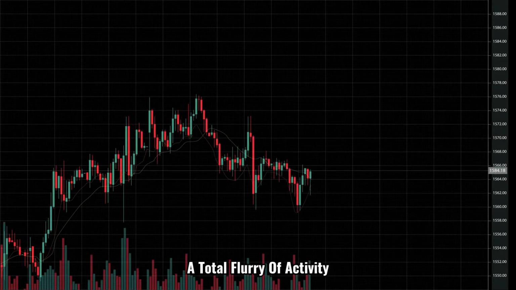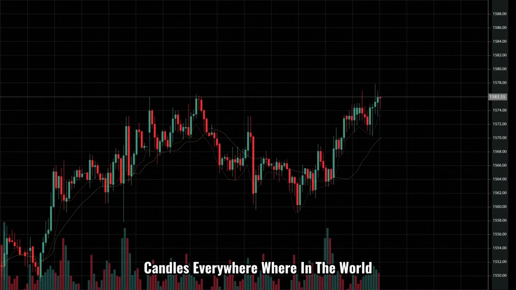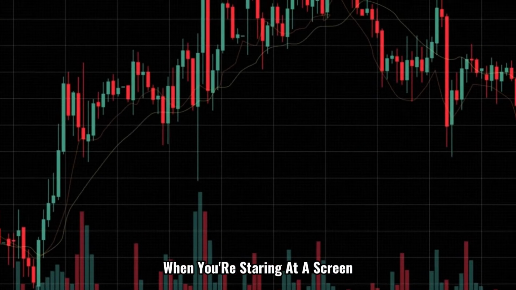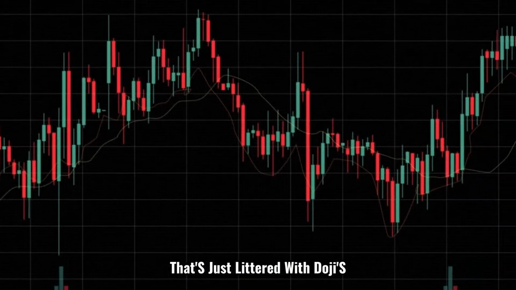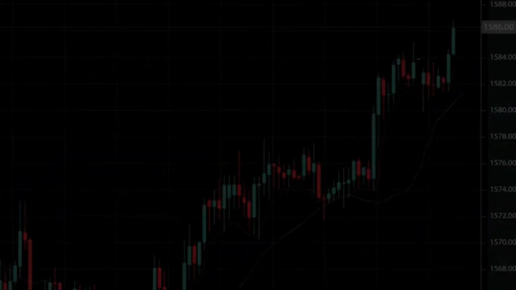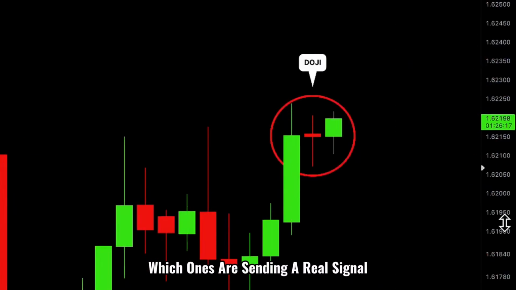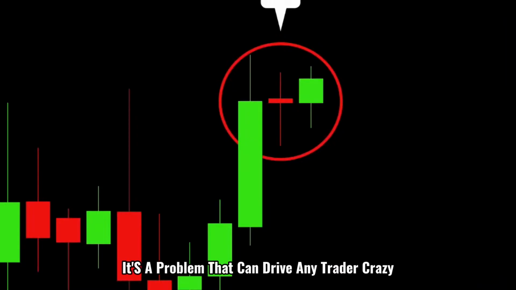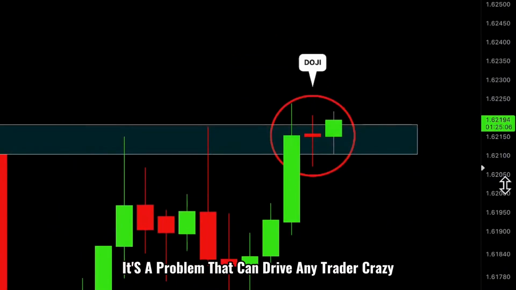So you open up your chart and you see this. A total flurry of activity. Candles everywhere. Where in the world do you even begin to make sense of it all? When you're staring at a screen that's just littered with dojis like this one, how do you know which ones are actually important? Which ones are sending a real signal, and which ones are just market chatter? It's a problem that can drive any trader crazy.